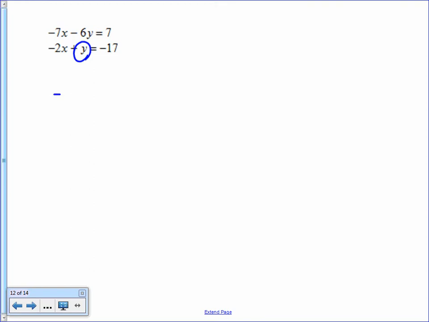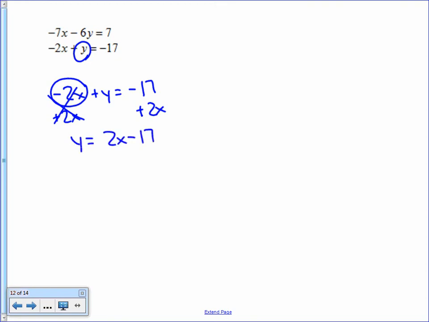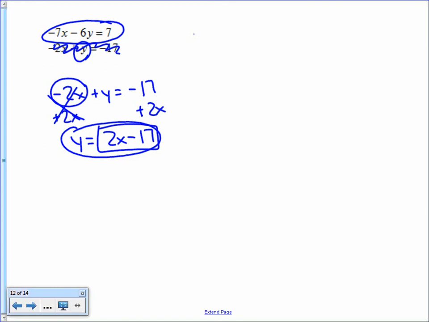Let's solve for y. So negative 2x plus y equals negative 17. We need to get rid of the negative 2x, so let's just add 2x on both sides. So y is going to equal 2x minus 17. So we'll just kind of scribble this guy out for now. And we're going to use this equation with this equation. So take the 2x minus 17, plug it in for y in the other one. So we have negative 7x minus 6 times the 2x minus 17, and that equals 7.